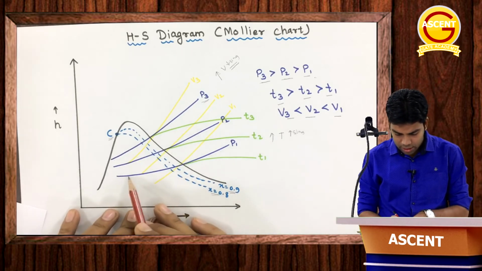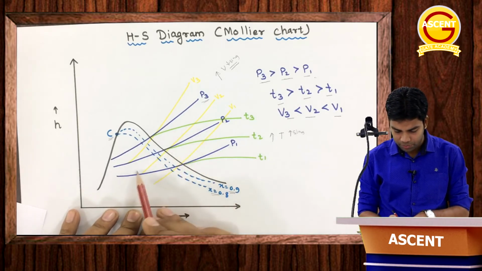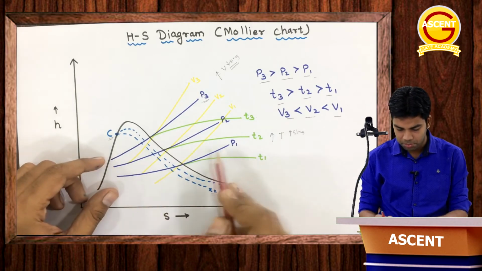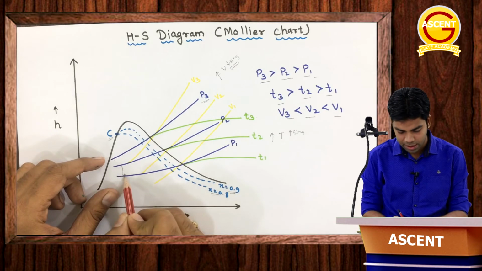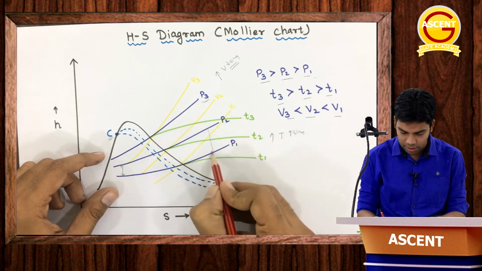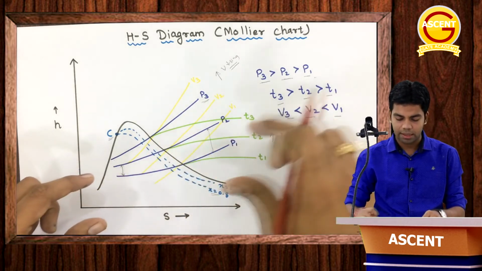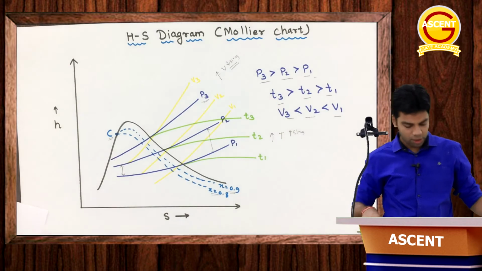You can see this diagram is continuously diverging. Sorry, these lines are continuously diverging, the pressure lines. Here the gap between two constant pressure lines is less, and here you can see the gap is getting more. That means these constant pressure lines are continuously diverging. Now what is the reason behind it?